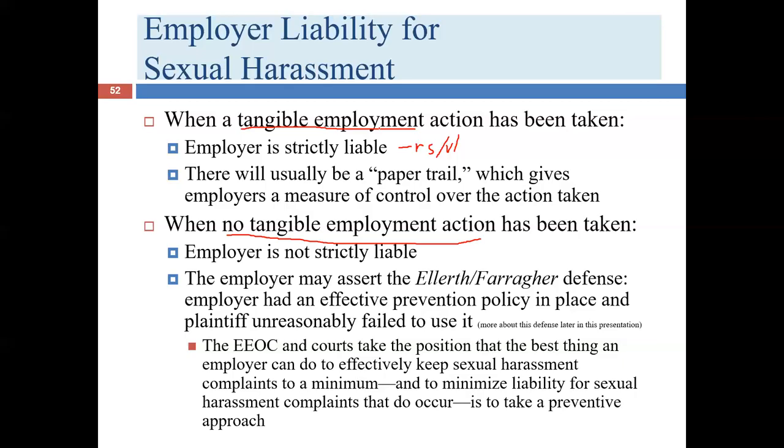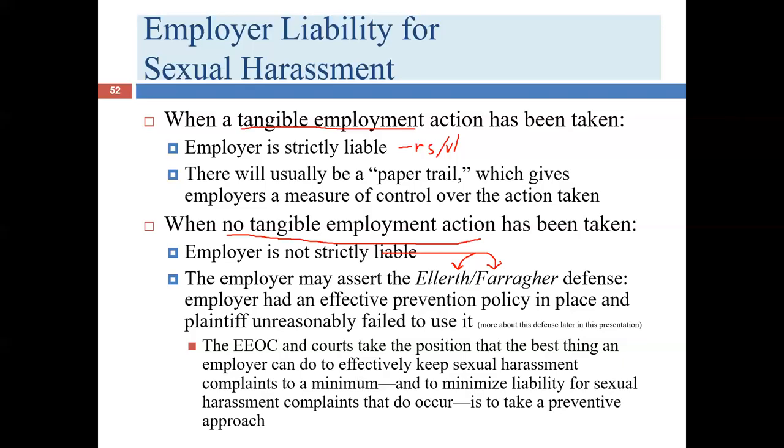But if there is no tangible job action that happens, that's when the employer is able to potentially avoid the strict liability, the respondeat superior, the vicarious liability outcome. And the method to do that is through the Farragher-Ellerth defense. I know most people say Farragher-Ellerth, and I know I have the names the other way. You can certainly say Ellerth-Farragher, but for some reason, it doesn't fall off the lips as easily.